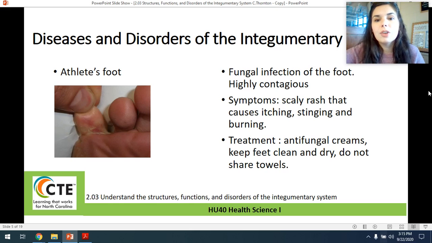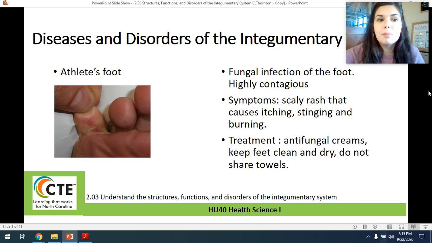Next, we have athlete's foot. Athlete's foot is caused by a fungal infection of the foot, which is actually highly contagious. Symptoms include things like a scaly rash that causes really bad itching, stinging, and burning. And the treatment for athlete's foot, because it's a fungal infection, are antifungal creams, keeping the feet really clean and dry and not sharing any towels. I've also heard rumor that athlete's foot can get worse or be caused by wearing really dark colored socks.